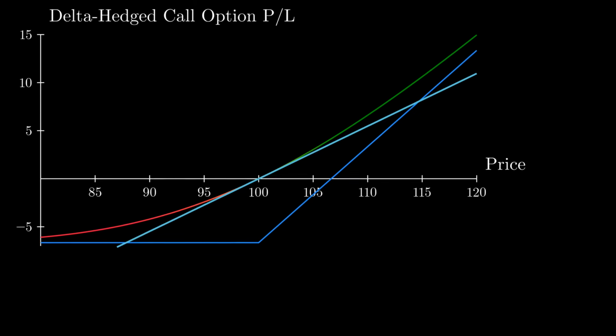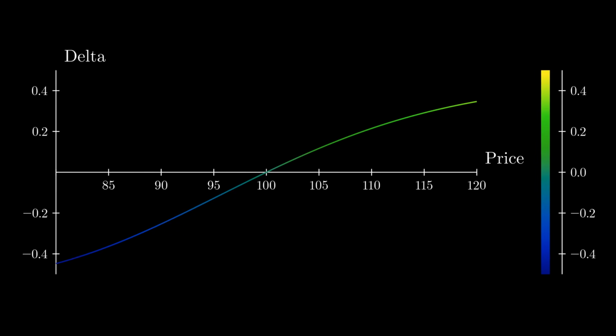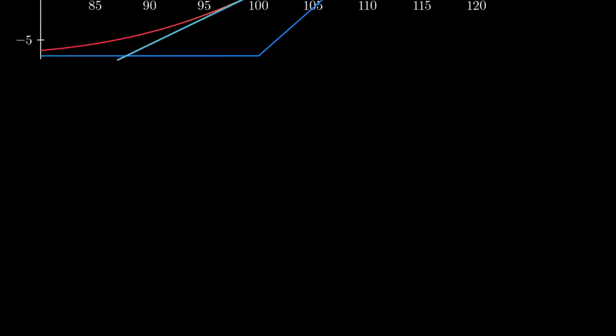One way to think about it is that as the underlying moves higher, our position gets more and more long the underlying as our delta deviates from zero. And so as the underlying keeps moving higher, we accumulate more and more profit as we are becoming more and more long the underlying. So there is a compounding effect. That is what gives our P&L the quadratic shape.